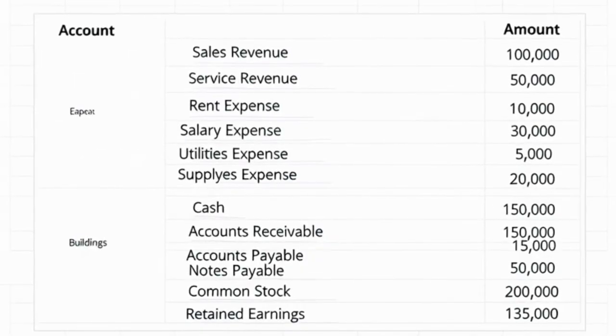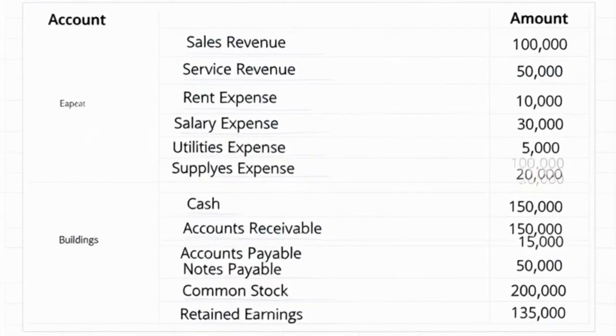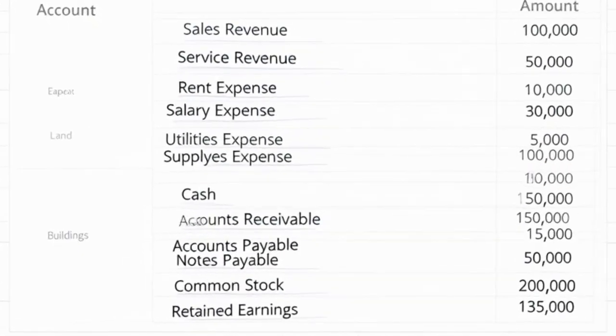This trial balance includes only permanent accounts such as assets, liabilities, and equity.